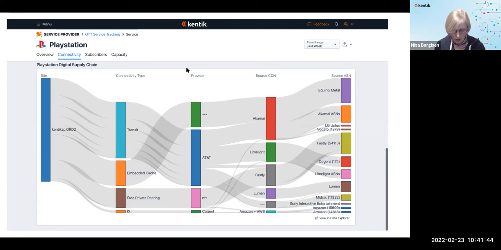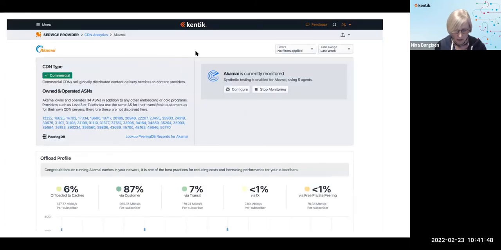All right, moving on. So yeah, I was talking about Akamai, and Akamai is one of the providers where you can have an embedded solution.